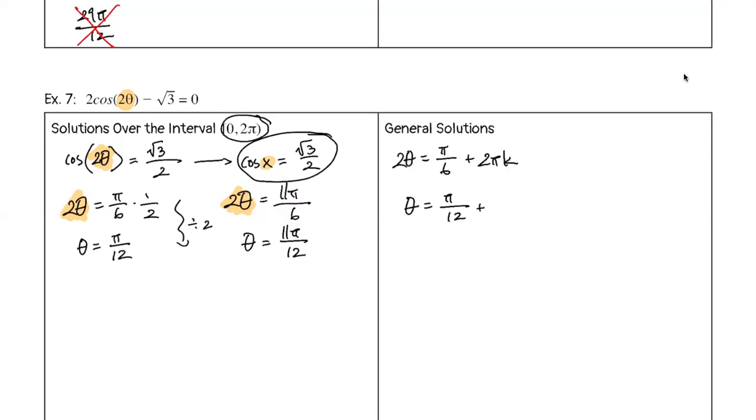I'm just going to get 1 pi. I'm not going to get pi over 2. Taking 2 pi and dividing it by 2, okay, so I'm going to get pi k.